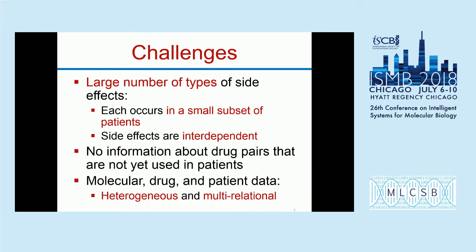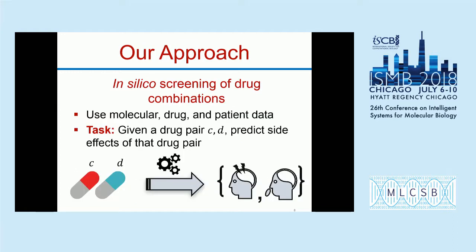Furthermore, for many drug pairs, we don't have any information about side effects that they might cause. This can happen because a drug pair is not yet used in patients, or because it's not yet used in a sufficiently large number of patients so that we could reliably measure side effects. And finally, there are a number of different data sets that span molecular, pharmacological, and phenotypic worlds that could be potentially useful for this task, and it's not entirely clear how to combine and merge them for prediction.